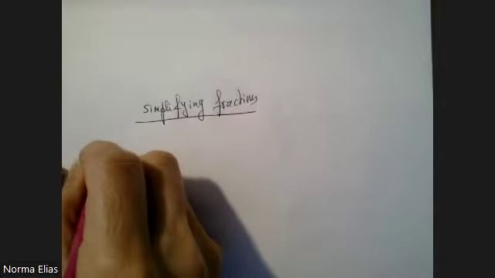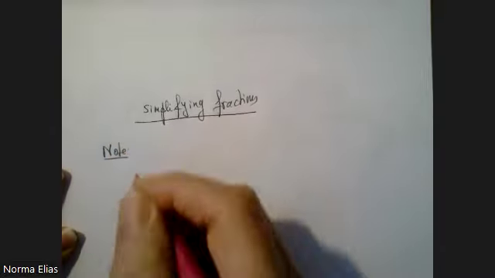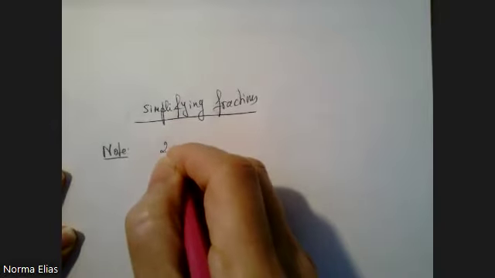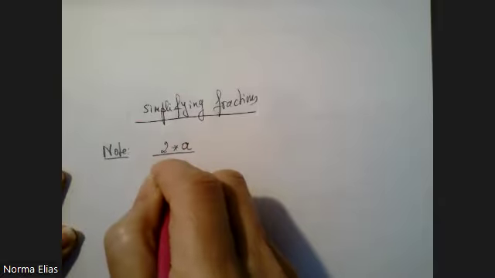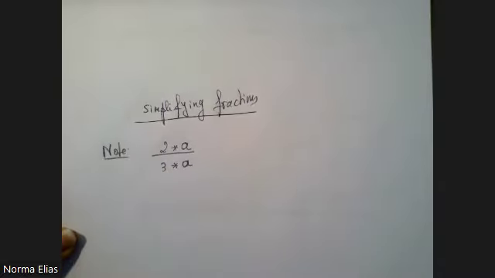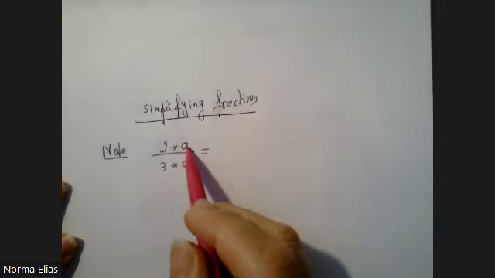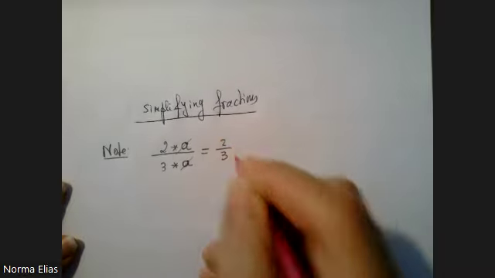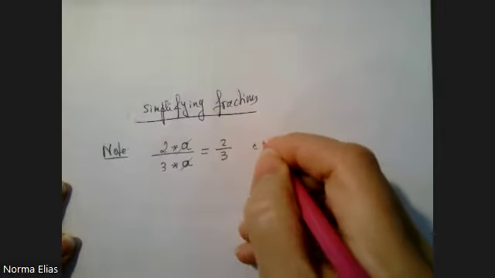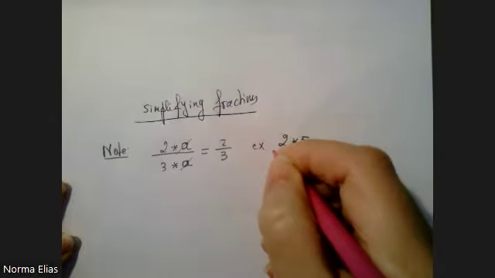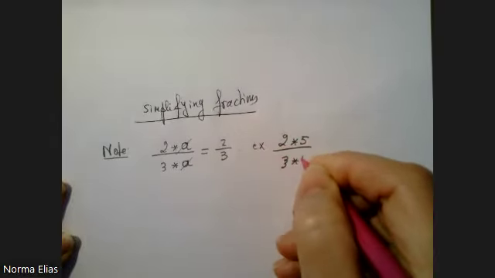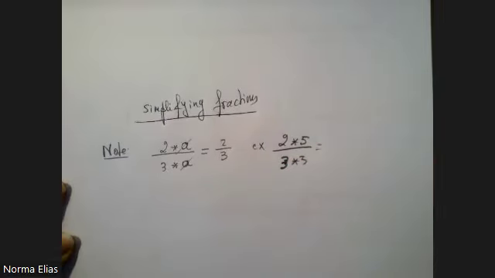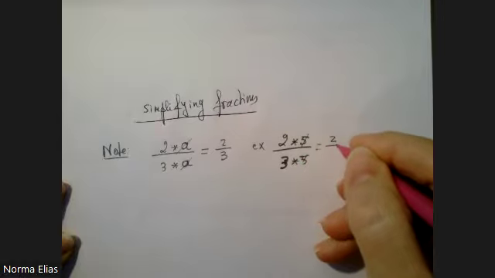Suppose I have the following. I have 2 times a, divided by 3 times a. All right, so I'm multiplying. In this case, if I'm multiplying by the same term, I can simplify the a and the a, and this would give me 2/3. All right, so for example, 2 times 5 divided by, let us say, 3 times 5. We can simplify the 5, and this would give me 2/3.